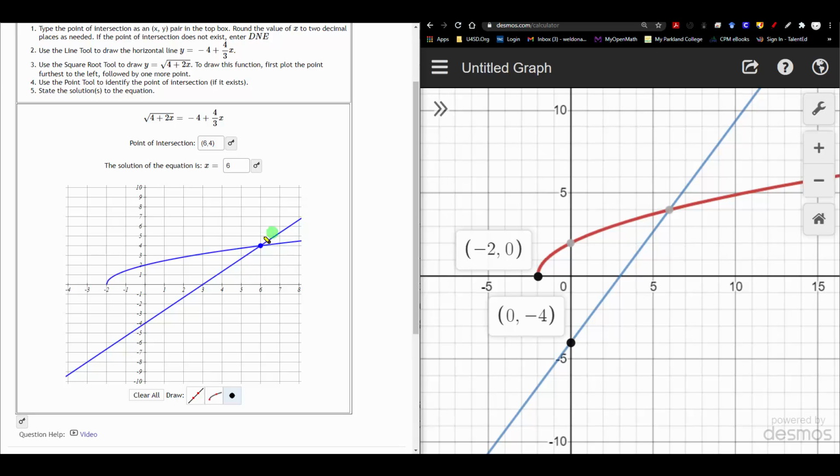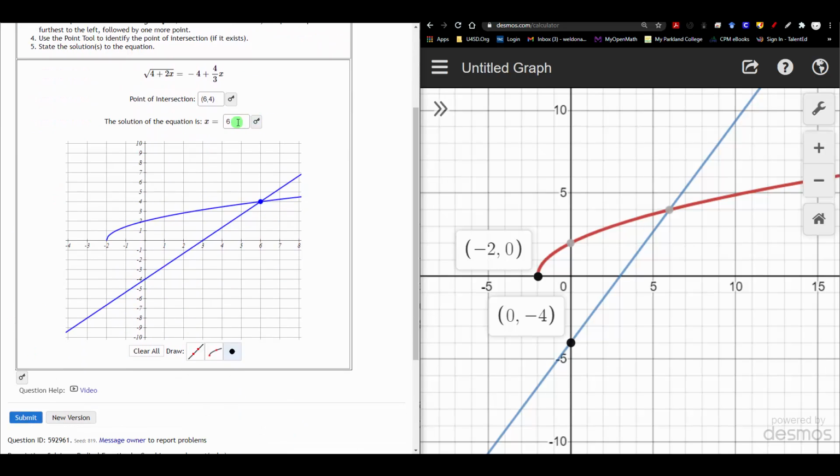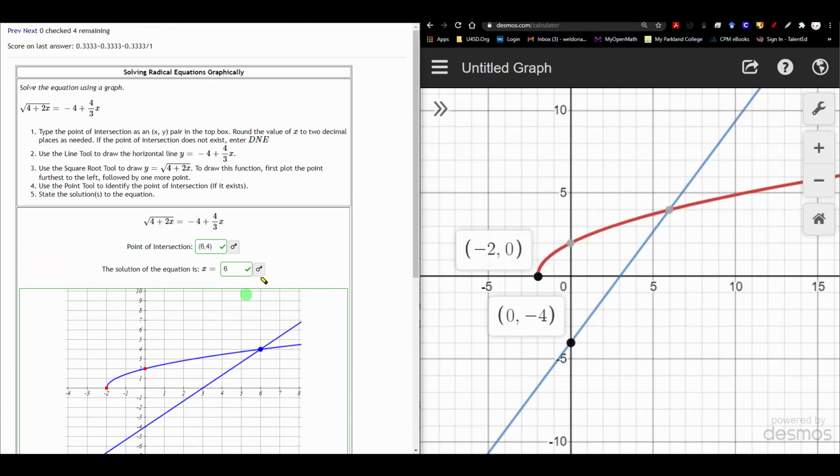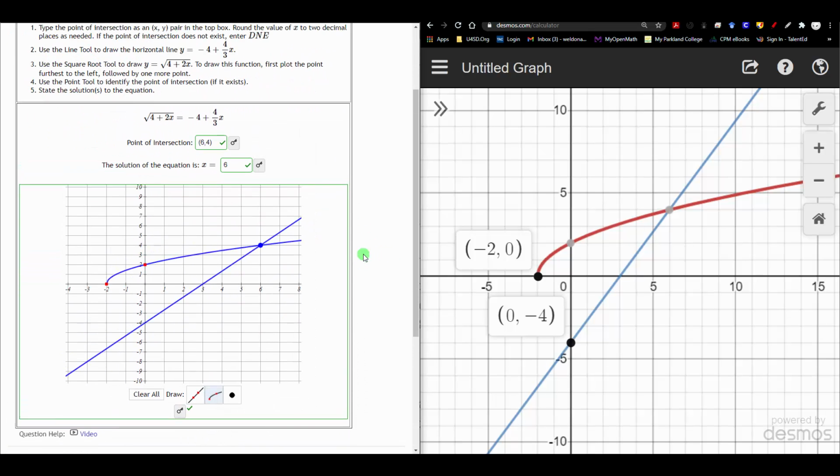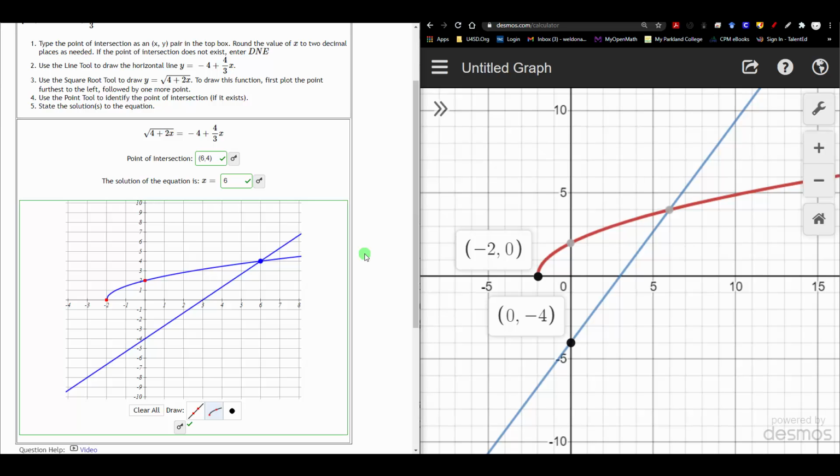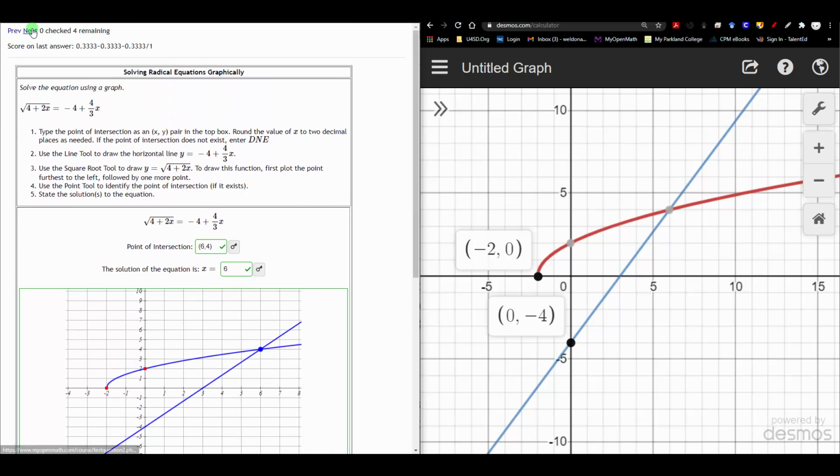All right, so you have graphed, you identified the point of intersection, and you used the point of intersection to find the solution. So if you hit enter, right, it should give you all green check marks, which is good. And that completes the problem. All right, so let's try another one.